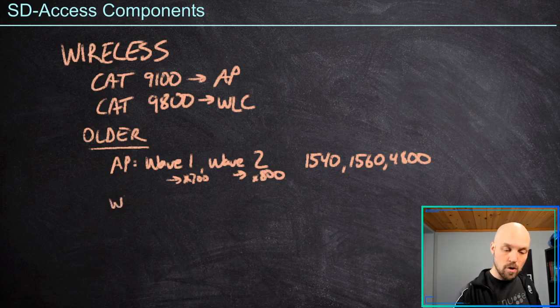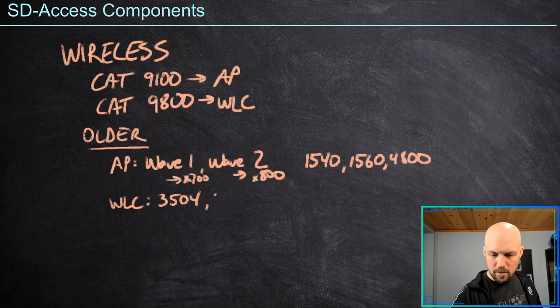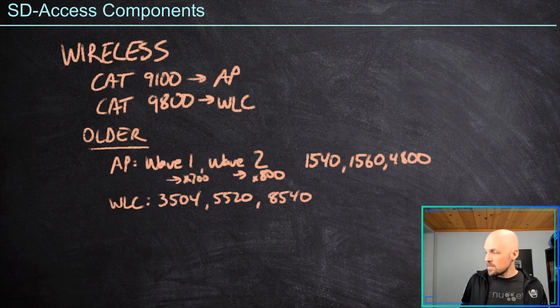From a wireless LAN controller perspective, we've got the 3504s, the 5520s, and the 8540s. Okay. These are what they called AireOS.